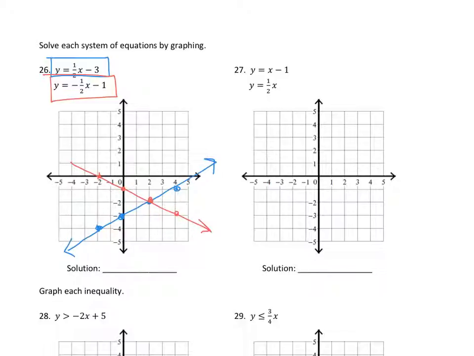So my solution is where they cross. Right here, I have to write this as an ordered pair. So the x is 2 and the y is -2.